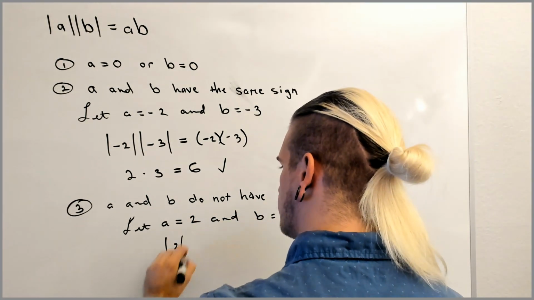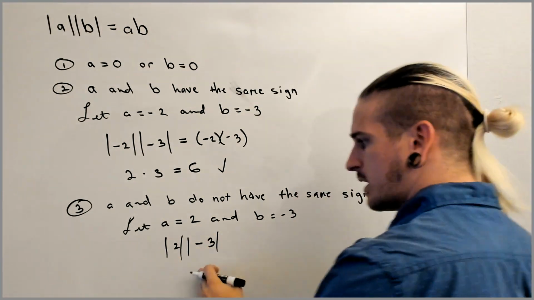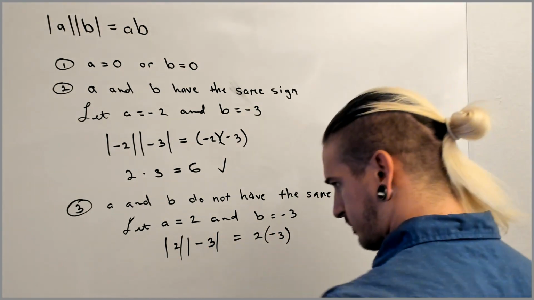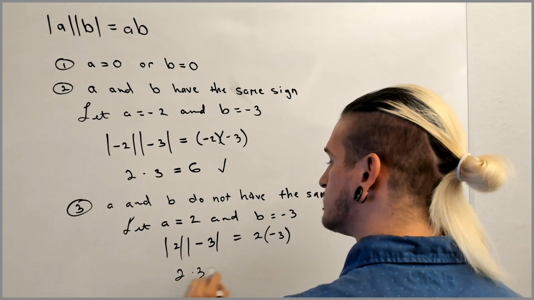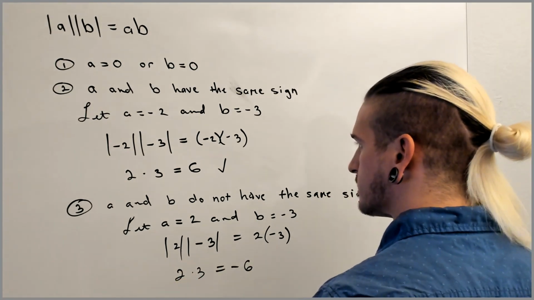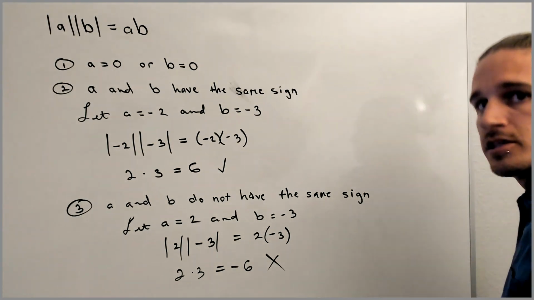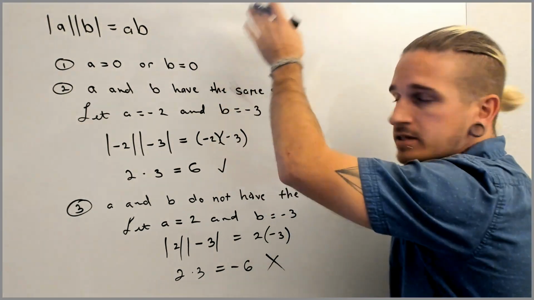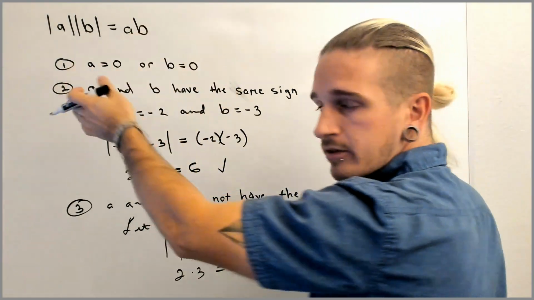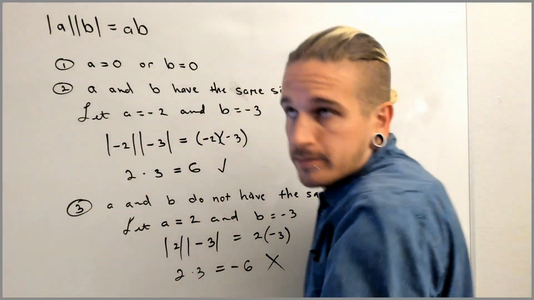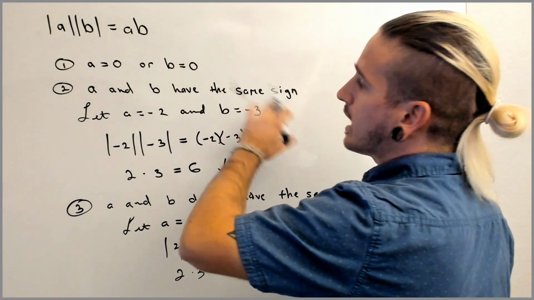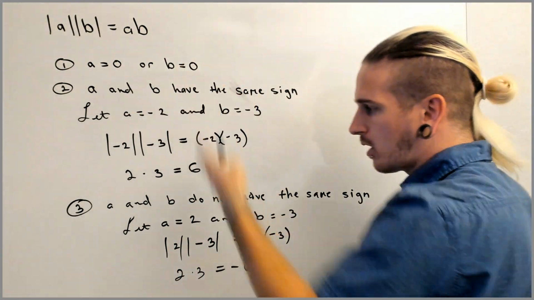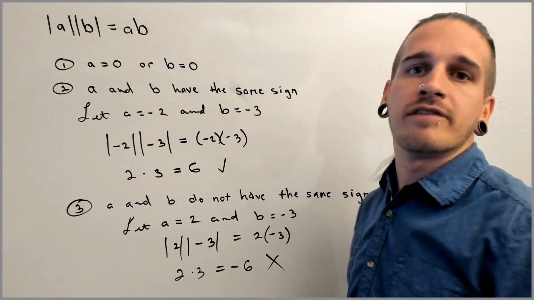So the absolute value of 2 times the absolute value of -3 equals 2 times -3. This would be 2 times +3 equals -6. And no, this does not work. So we see here this top statement is true when either A or B is 0, or they could both be 0 if you really wanted, and when they have the same sign. Right? This identity falls apart if A and B have different signs.